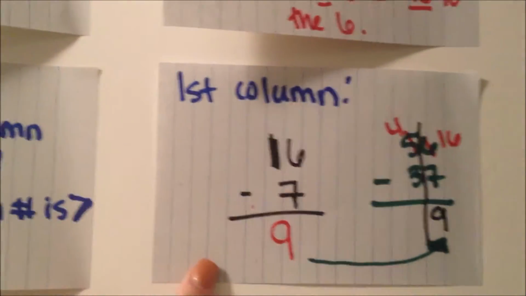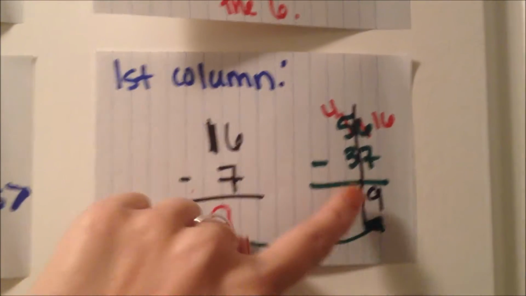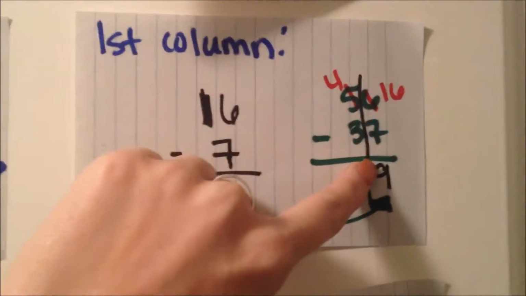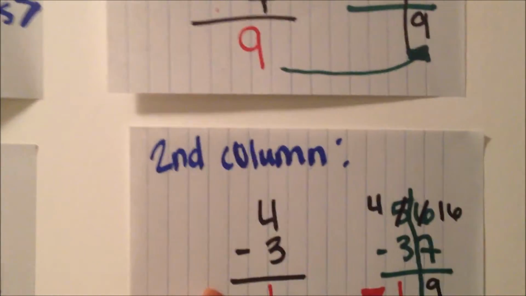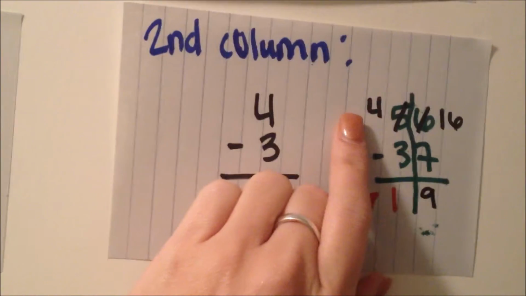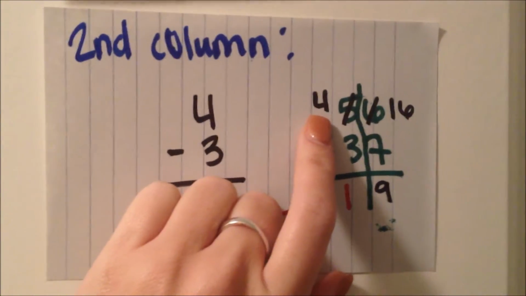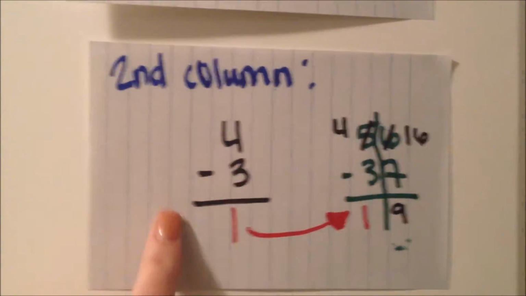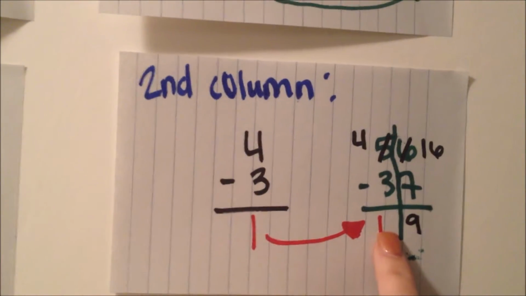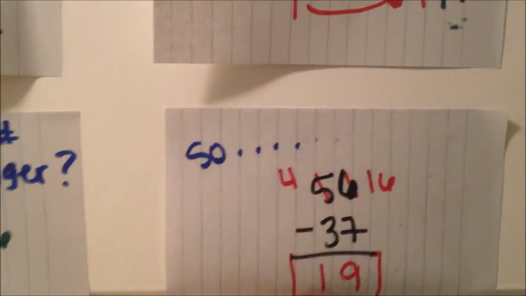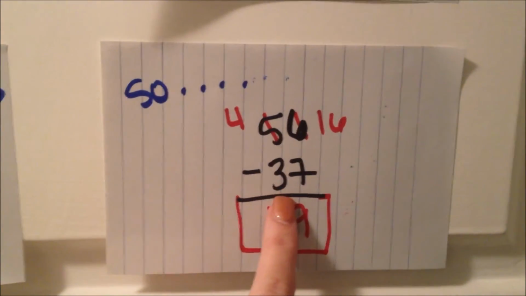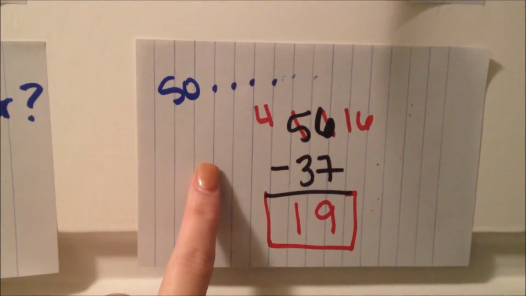If you subtract 16 minus 7, it gives you 9. You'll put the 9 under the ones column underneath the entire problem. The second column, since we borrowed 10, is now 4, so you just have 4 minus 3, which is 1, and 1 goes in that tens column. So the answer for 56 minus 37, after you follow all your steps, will be 19.